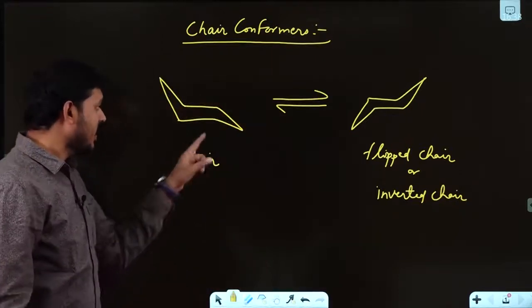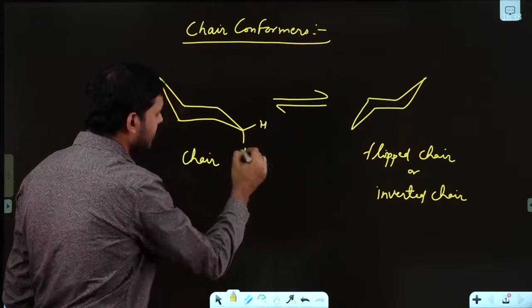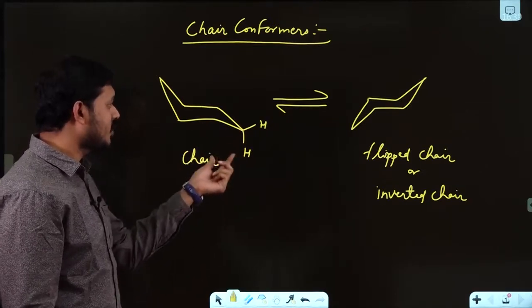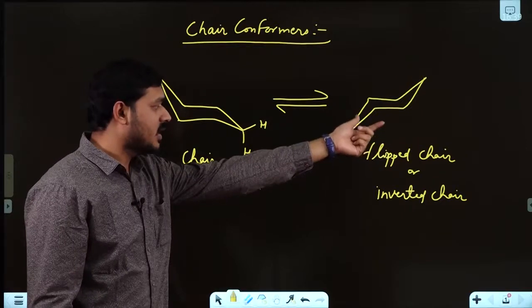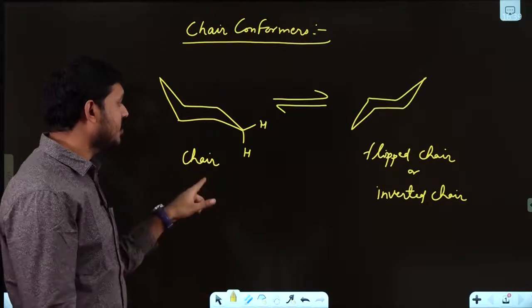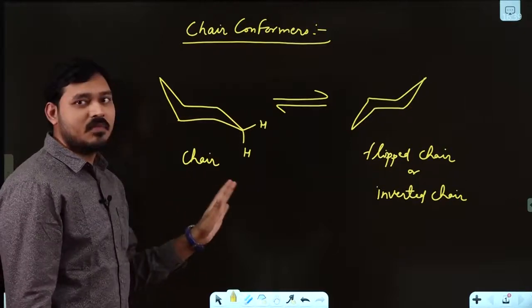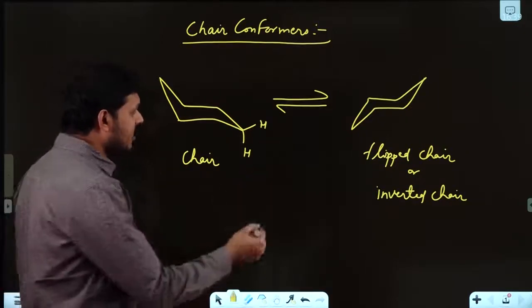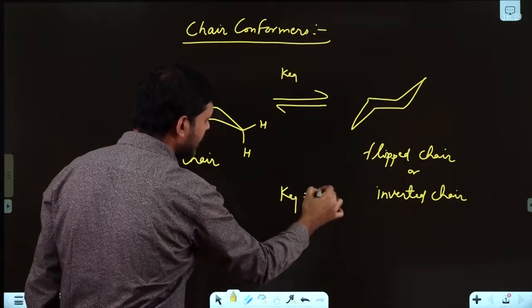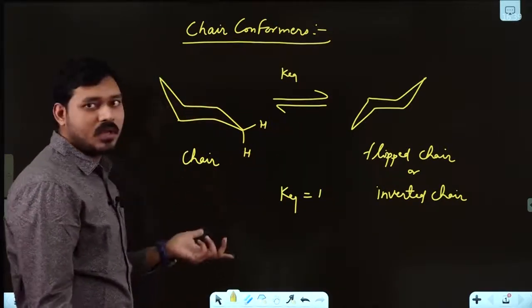Again, if we see, each carbon atom has one hydrogen in an axial position and one hydrogen in an equatorial position. So on flipping, the hydrogen in the equatorial position in this chair form will go into the axial position in this inverted chair, and the hydrogen in the axial position in this chair form will go into the equatorial position in this inverted chair. So the stability of these two conformers will be the same. Also, K equilibrium equals 1, because the concentrations of this and this at equilibrium will be the same, since they are the same, right?